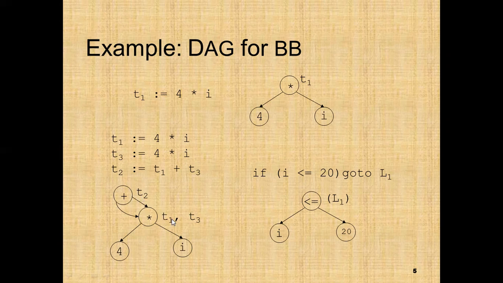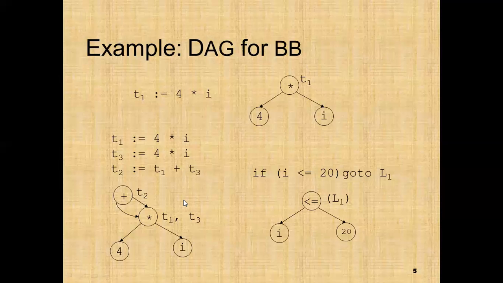So T2 is equal to T1 plus T3. T1 and T3 are going to be added with this. So this is the very compact form, and in this compact form we have already removed the redundancy. We have already removed the common sub expression, that is called common sub expression elimination. So this forms the directed acyclic graph. Now you can see this compact form.